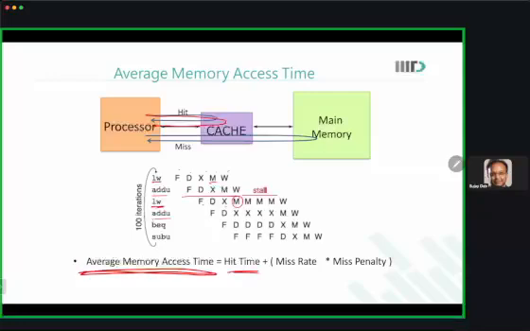Now, if it is not served from cache, basically there is a miss. In that case, the additional delay that access will take is basically miss rate multiplied by miss penalty.